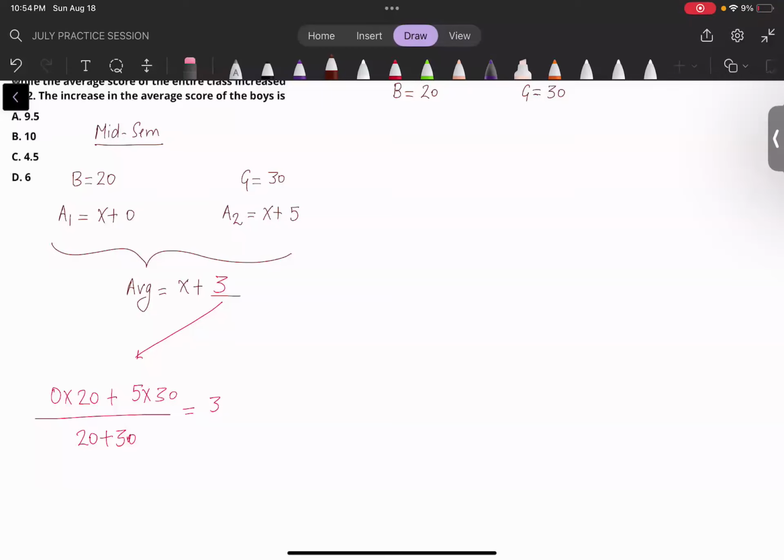Understood all of you? Don't take X plus 0, take 0. Don't take X plus 5, take 5. You will get 3, but don't write 3, write X plus 3. Understood all of you?